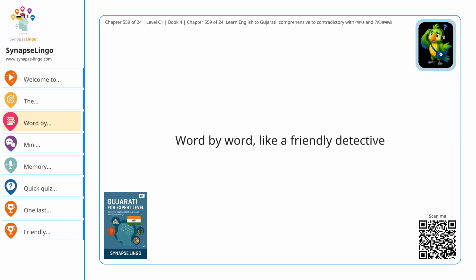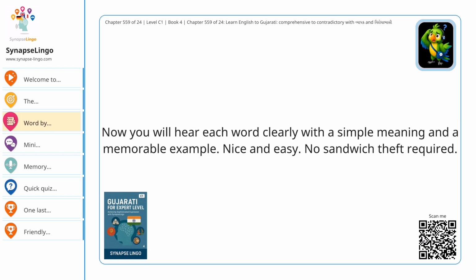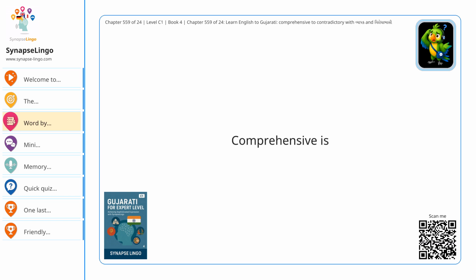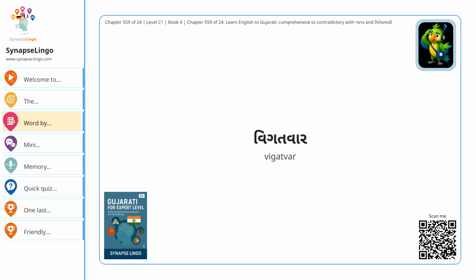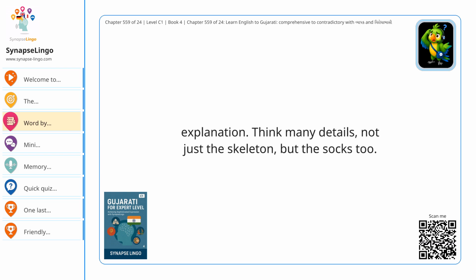Word by word, like a friendly detective. Now you will hear each word clearly with a simple meaning and a memorable example. Nice and easy. No sandwich theft required. Comprehensive is વ્યાપક. Example: the report gives a વ્યાપક overview of the problem. Think broad, complete, covering a lot. Detailed is વિગતવાર. Example: she gave a વિગતવાર explanation. Think many details, not just the skeleton, but the socks too.